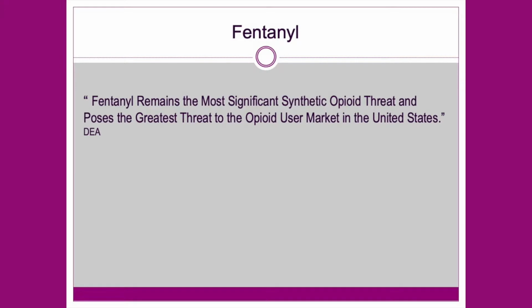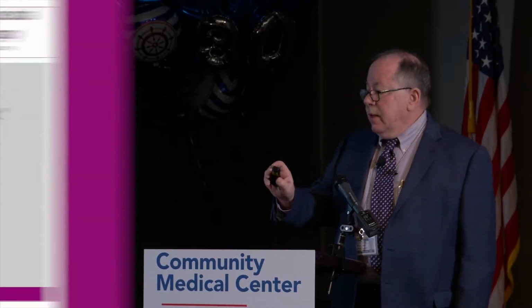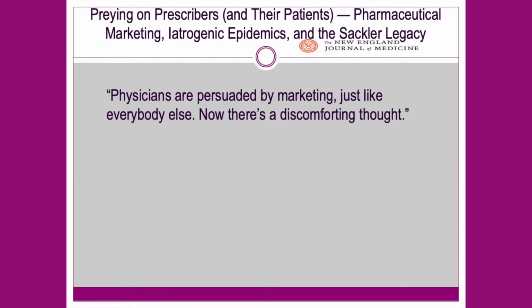This is a quote from the DEA. Fentanyl is the most significant opioid threat and poses the greatest threat to opioid users in the United States. And this is true, and it's wise. The DEA are not our adversaries. The DEA are our friends, and they're saying what's very true, that fentanyl, a drug which we use commonly in palliative care, is the major cause of this epidemic.